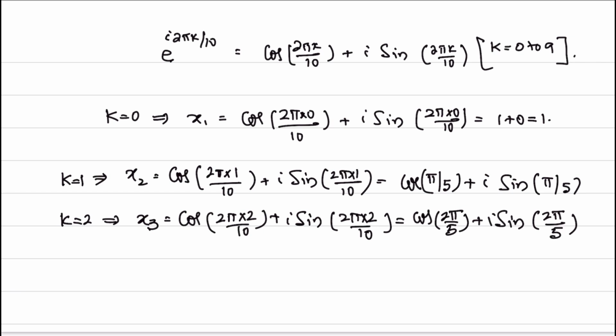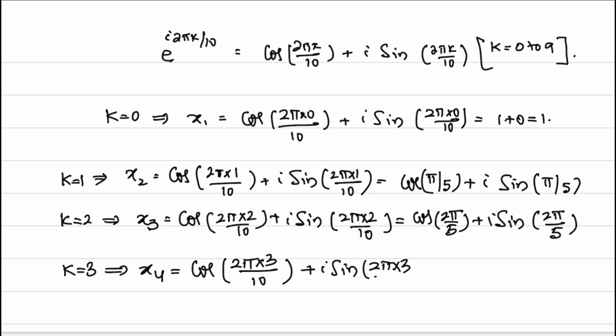Now, next, k is equal to 3 means x4. K is equal to 3 implies x4, the fourth root of unity. That is cos 2 pi into 3 by 10 plus i sin 2 pi into 3 by 10, cos 3 pi by 5 plus i sin 3 pi by 5.